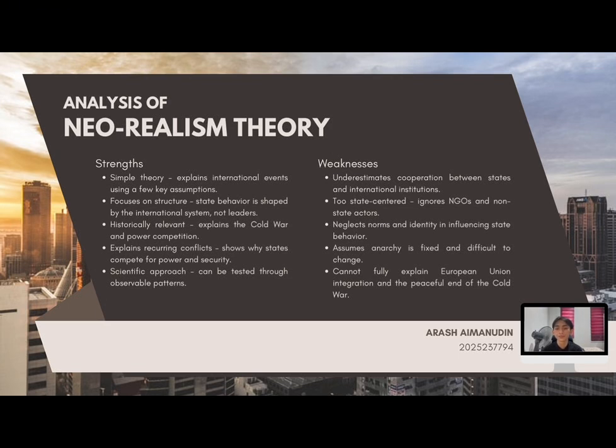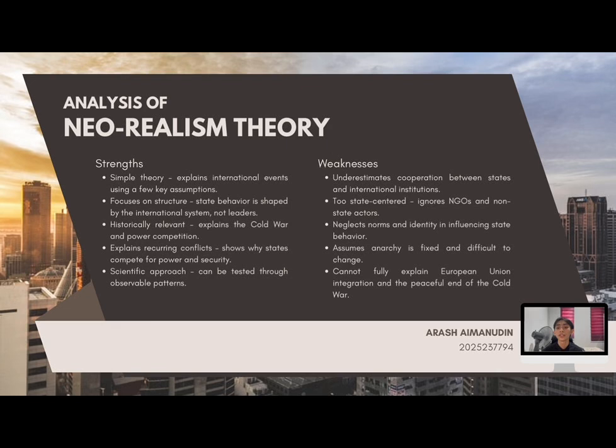Another strength of this theory is its strong historical relevance. Neorealism can explain major events such as the Cold War and competition among powerful countries. It explains why states continuously seek power and security in order to survive. In addition, neorealism also explains why conflict happens repeatedly through history. Countries often compete because they fear threats from other states and want to maintain their own security. The theory is also considered scientific because its ideas can be tested through historical evidence and observable patterns.